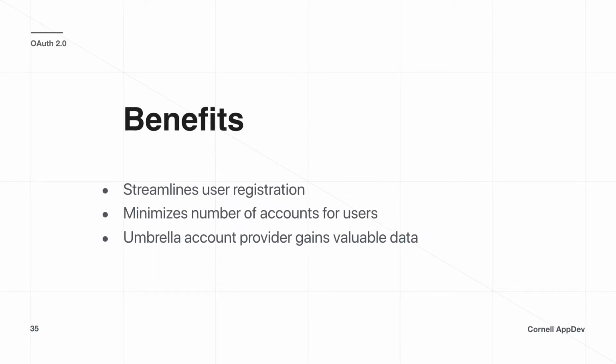So why use OAuth? It streamlines the user registration. It's really easy. It's just 1 click, maybe 2 clicks. It minimizes the number of accounts for users, so you don't have to have a million different usernames and a fancy new password for each one. And maybe not a benefit for the user, but a benefit to the resource server: the umbrella account provider will gain valuable data from you. So maybe Google now knows that you use Pinterest and Google can do its things with that data.